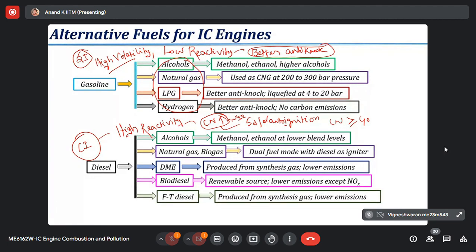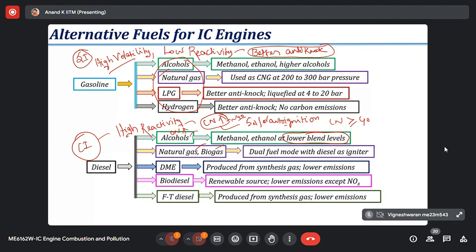Okay, so now when you look at the options you have, alcohol, natural gas, and biogas are also listed here, but these are not high cetane fuel. You know that alcohol is a high octane fuel. Just now we discussed that. Then why are we interested in alcohol? Then what should we do? This is not a high cetane fuel, it's a high octane fuel. So what should we do to utilize alcohol? It should be mixed in a very low proportion, at a lower blend level. That's what I have indicated here. Methanol, ethanol, or any other alcohol.